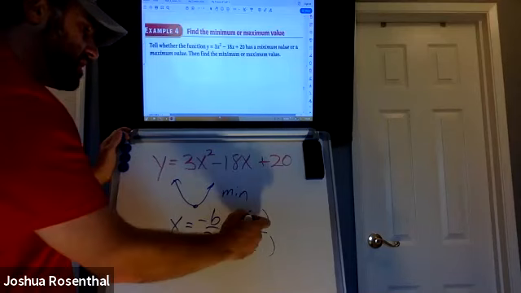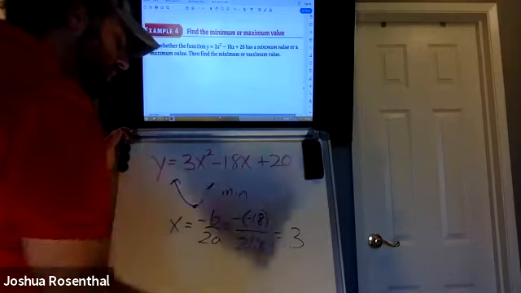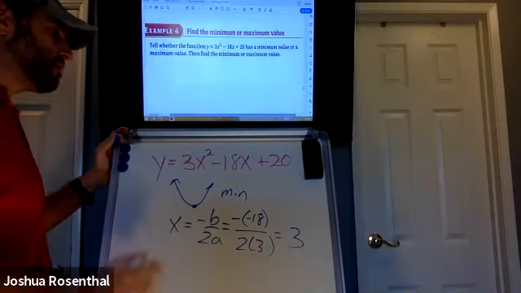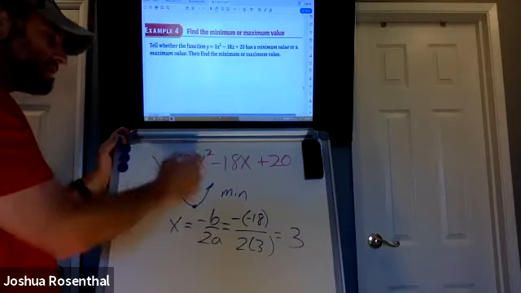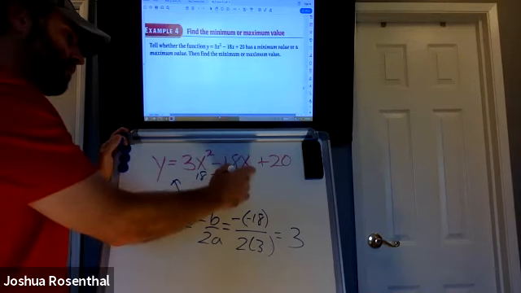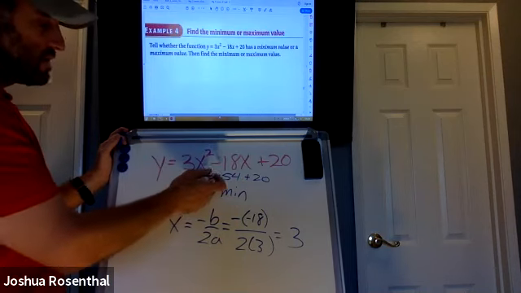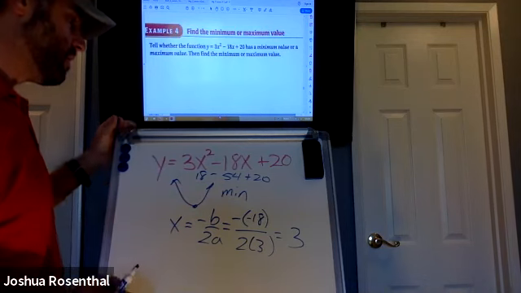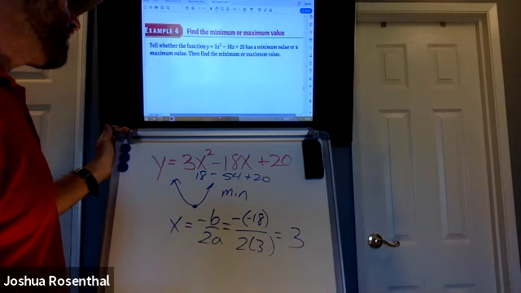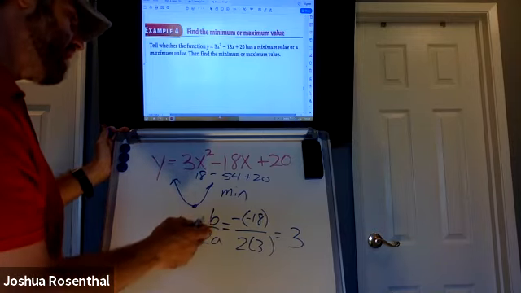Okay. B is negative 18. A is 3. You get 18 over 6, which is 3. That's the x value. Plug in the x value. Isn't it supposed to be negative? Oh, never mind. 3 squared is 9. 9 times 3 is 18. 18 times 3 is 54 plus 20. Okay, so what is that, negative 2 or something? No, 38. So you have 38 minus 54 is negative 16. Is that right?